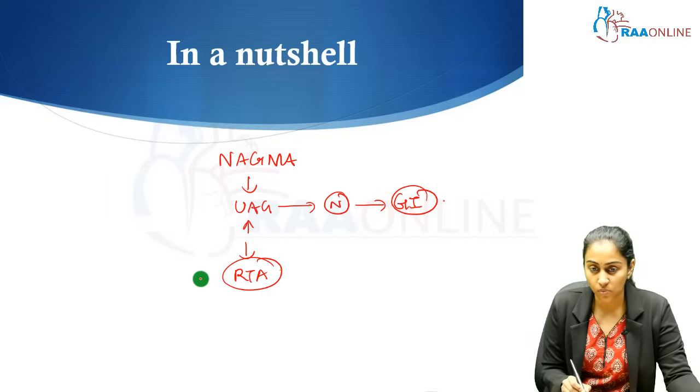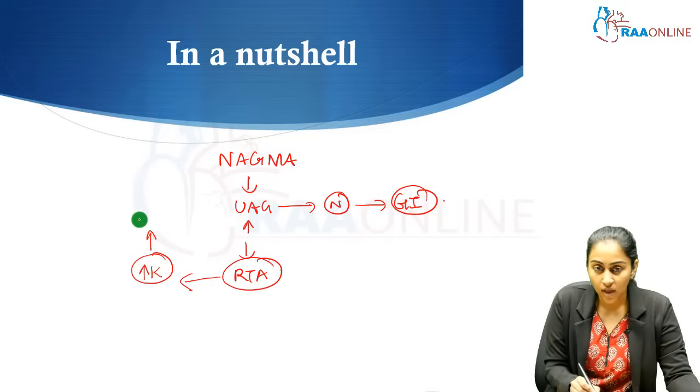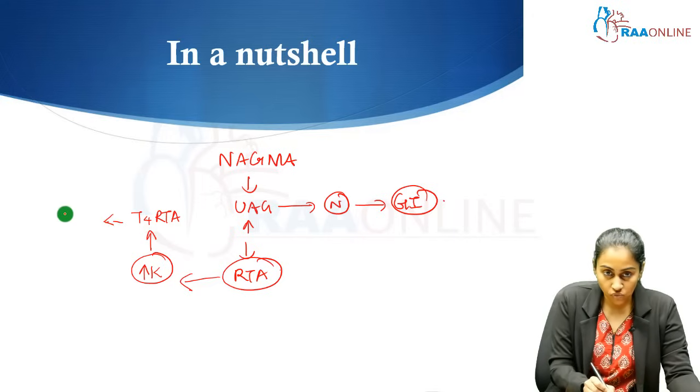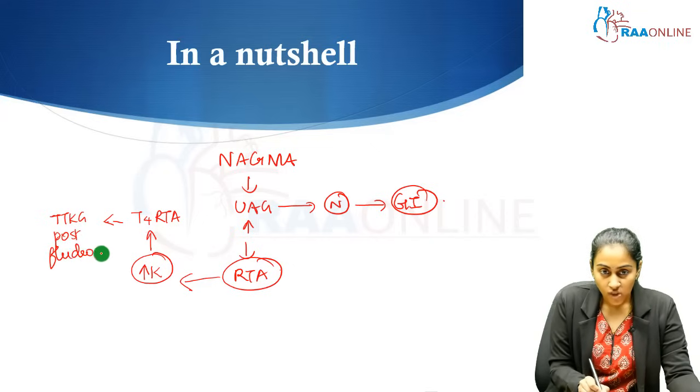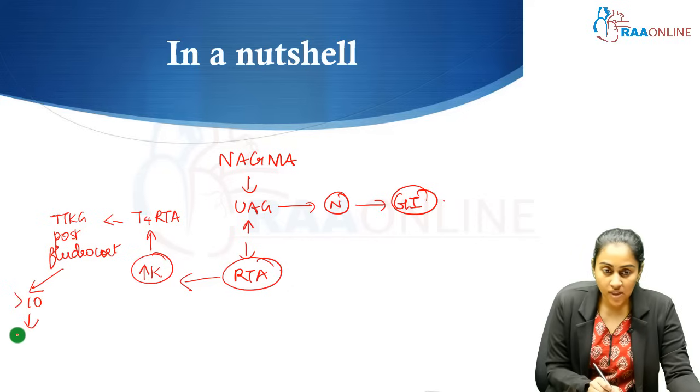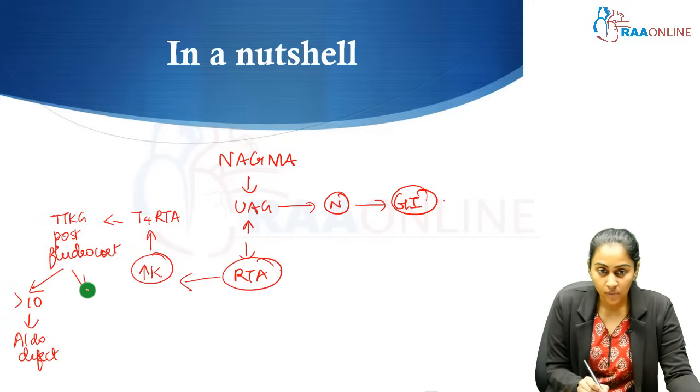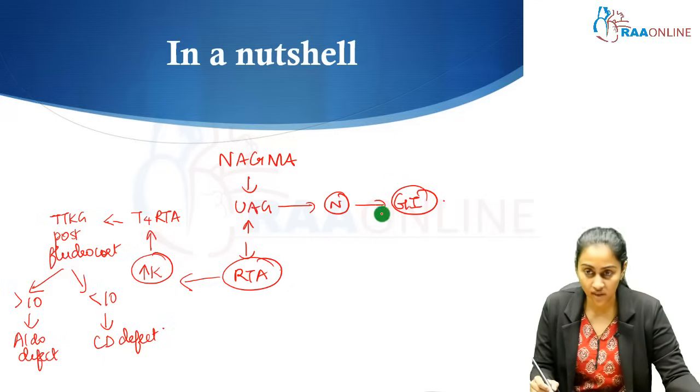When you are looking at a renal tubular acidosis, if your patient has a high potassium, then you are looking at type 4 renal tubular acidosis. So, in these patients, the best thing to do is a post-fludrocortisone TTKG. When you do the post-fludrocortisone TTKG, if your potassium secretion increases, that means the problem is in the aldosterone. So, this is an aldosterone defect. If the potassium secretion does not increase, then the problem is in the collecting duct. So, this is how you localize the defect.